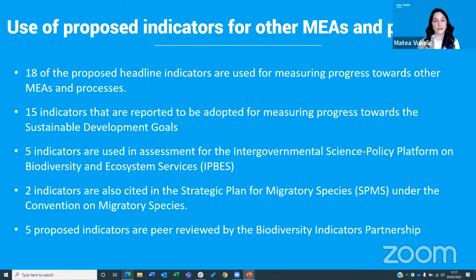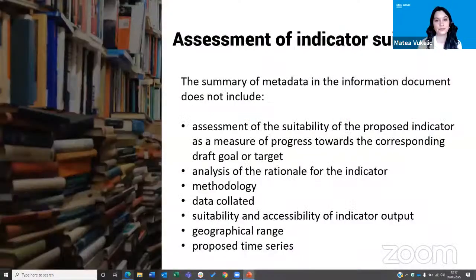I just want to highlight from this work, we haven't looked at how often those proposed indicators are being used, or whether they are being used for those adopted processes. And also how frequently they are being used in national reporting. Next slide, please.